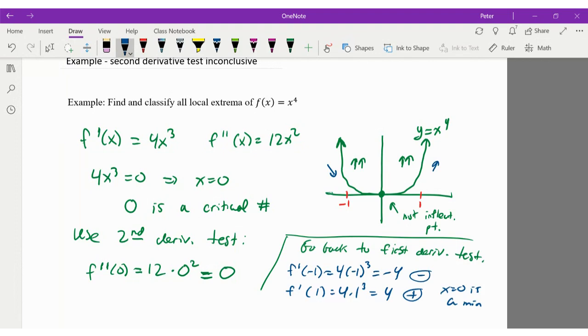So this is a case where clearly we do have a local minimum value, but we can't detect it through the second derivative test, and that's the hazard of the second derivative test. It's easier to use, but only when it works. The first derivative test is always conclusive. The second derivative test is sometimes not conclusive. Okay.